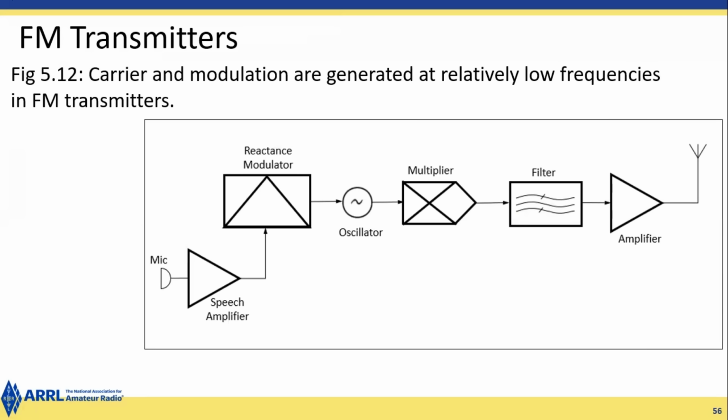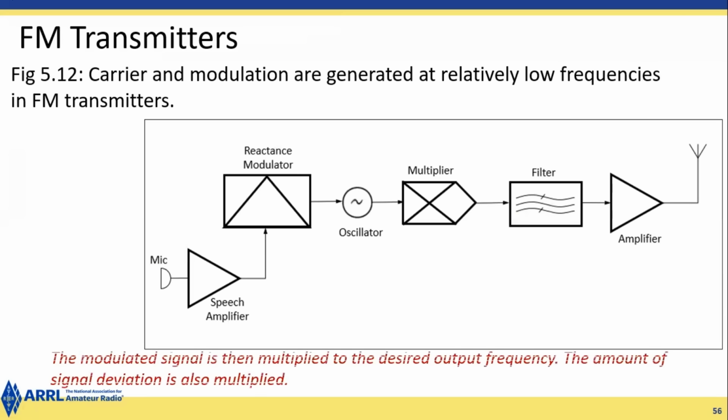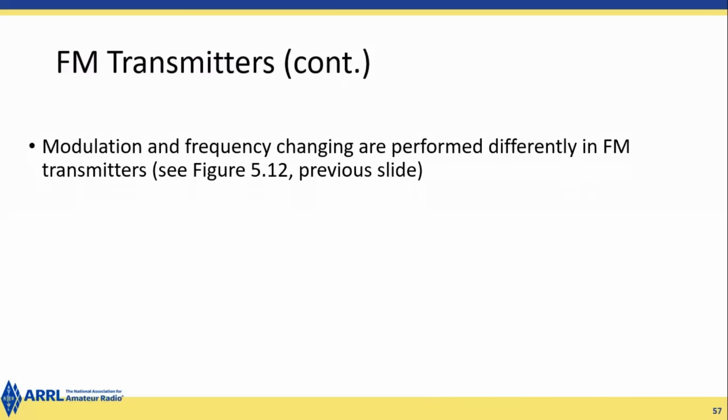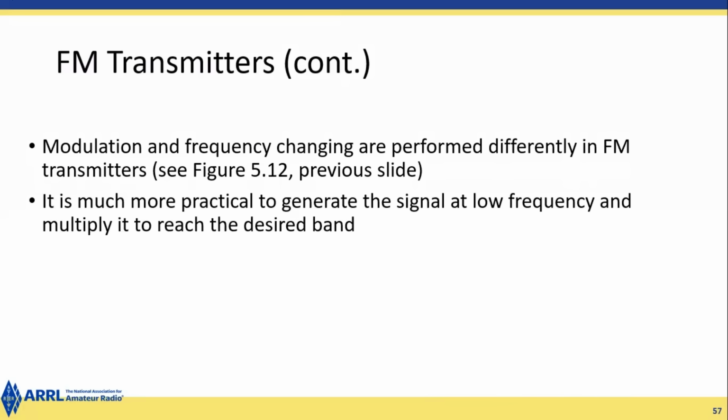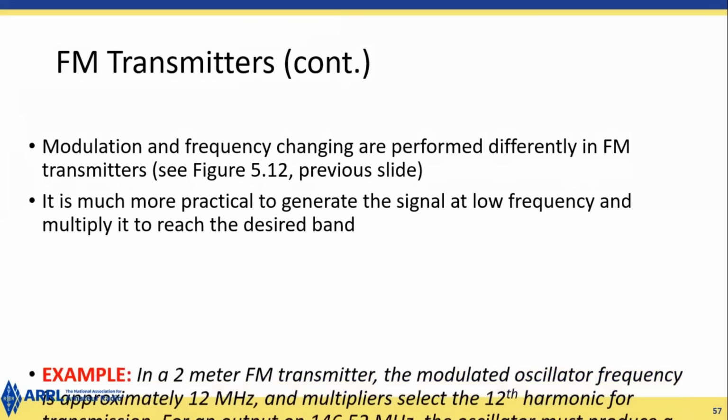The carrier and modulation are generated at relatively low frequencies in FM transmitters, and the modulated signal is then multiplied to the desired output frequency. The amount of signal deviation is also multiplied. So modulation and frequency changing are performed differently in FM transmitters. It is much more practical to generate the signal at low frequency and multiply it to reach the desired band.